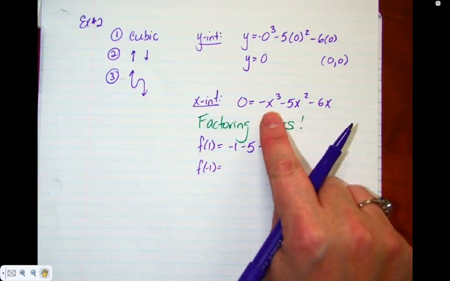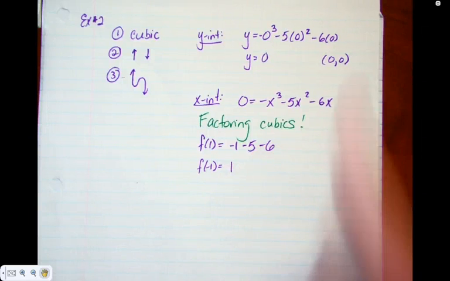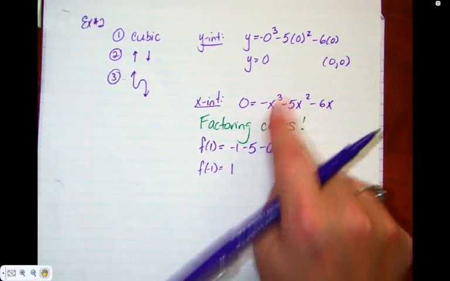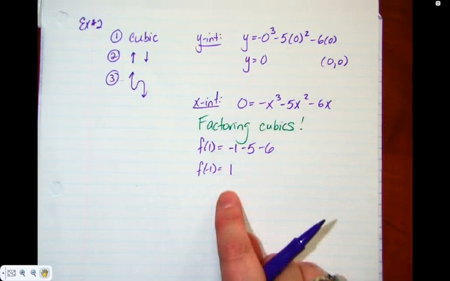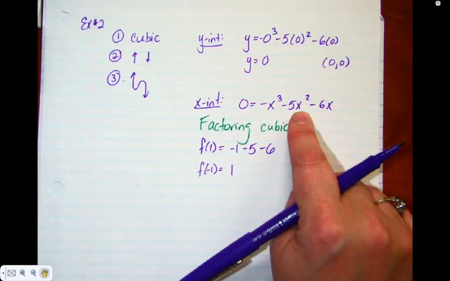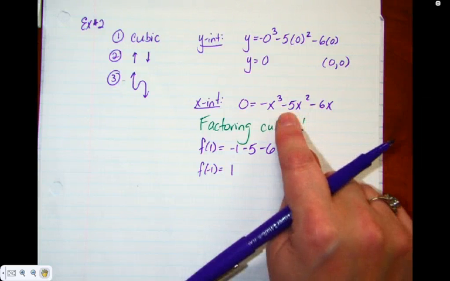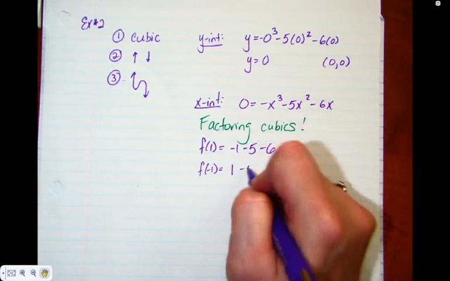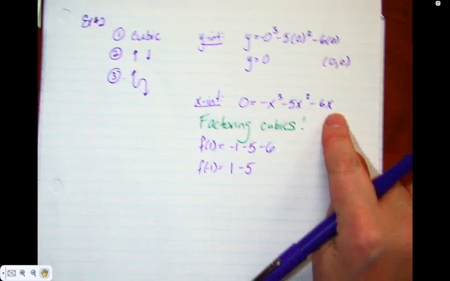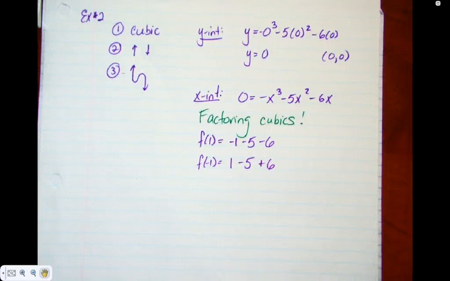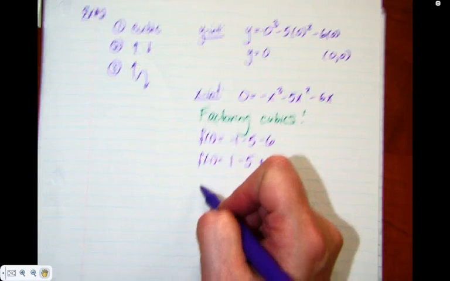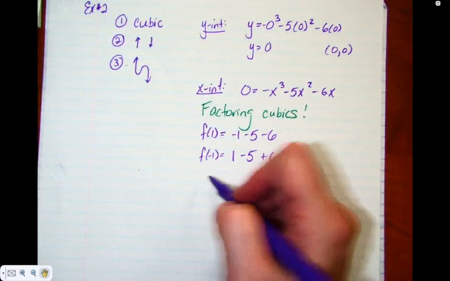Okay, -1 cubed. Ooh, I heard 1 and -1. Let's find it out. So -1 cubed would be? And then you'd have a negative in front of the -1, which would give you 1. -1 squared times -5. -1 times -6. Don't worry, I feel the same.